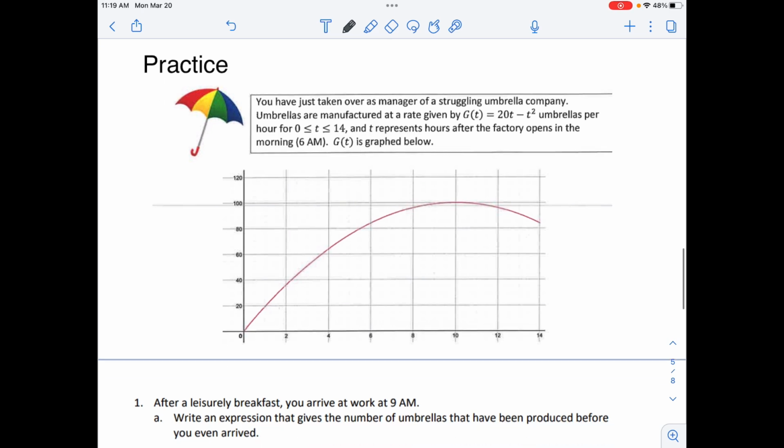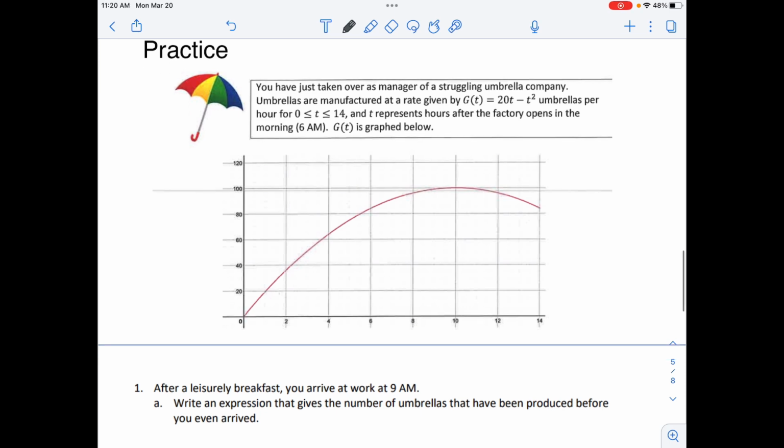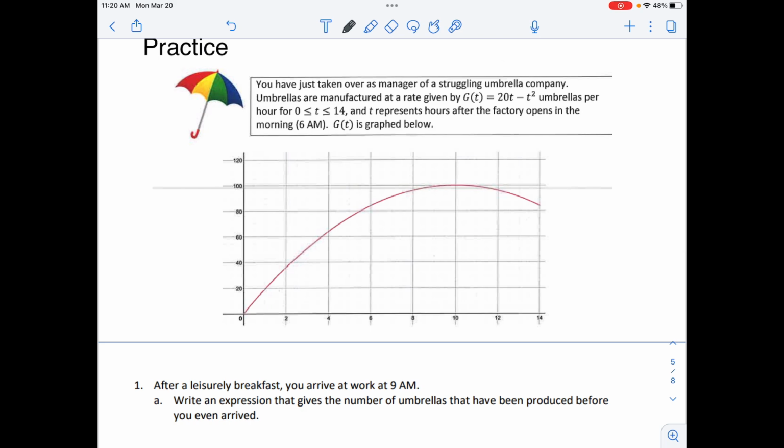So this practice says you have taken over as a manager of a struggling umbrella company. Umbrellas are manufactured at a rate given by g of t equals 20t minus t squared umbrellas per hour for 0 ≤ t ≤ 14, and t represents the hours after the factory opened in the morning at 6 a.m. g of t is graphed below. So g of t is graphed right here, and this is the rate of umbrellas being produced.